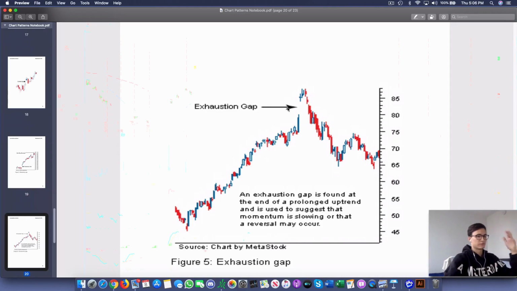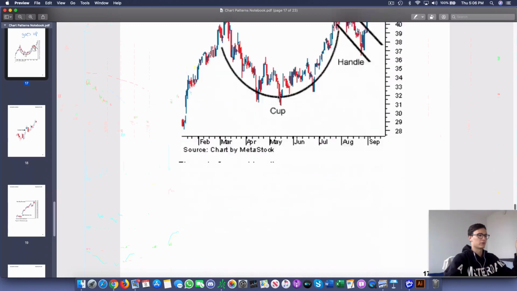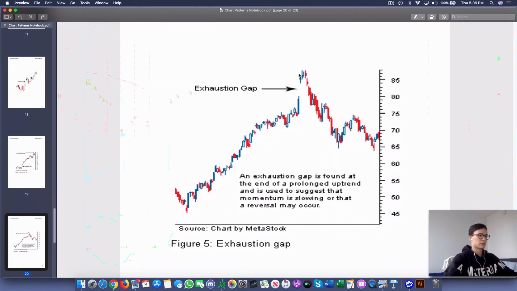Different types of gap: exhaustion gap. Exhaustion gap is found at the end of a prolonged uptrend, and it is used to suggest that momentum is slowing or that a reversal may occur. So yeah, it gaps up, then the price continues to fall.